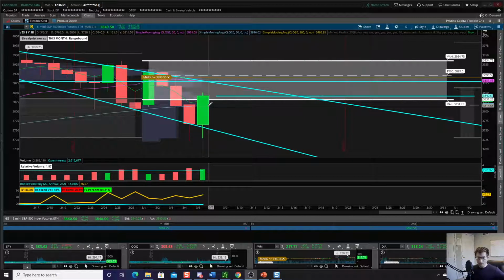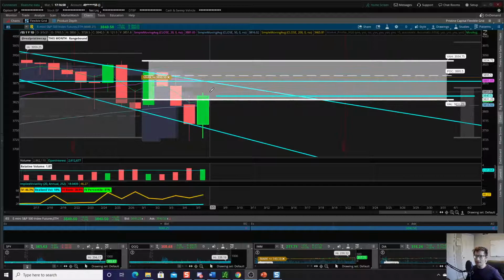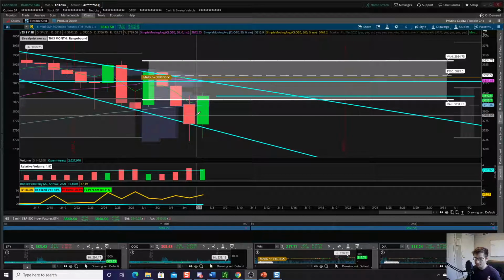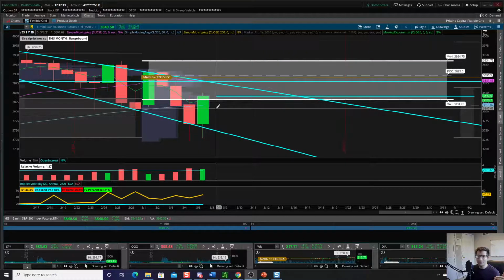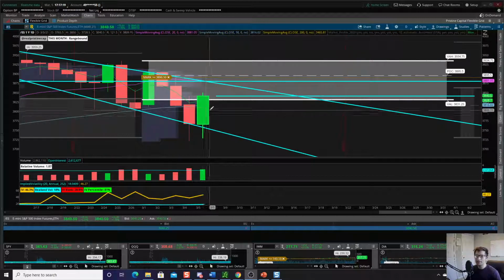We got that whoosh lower, but then dip buyers came in and really saved the day. We ended up closing within the monthly value area, which is fantastic. We switched from a downtrend to a neutral trend. And the first thing you have to do to get back to an uptrend is go from the bearish trend to the neutral trend. That is step one, and then going from the neutral trend to the bullish trend. So that is a really good sign.